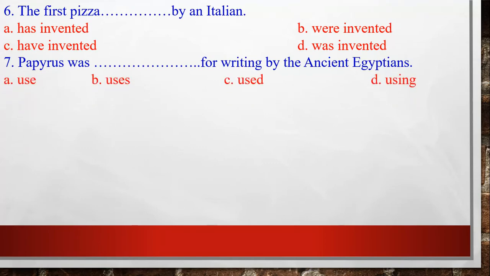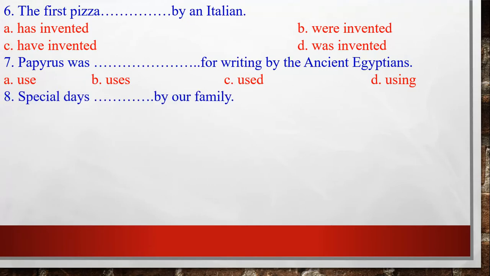Number 7. Papyrus was space for writing by the ancient Egyptians. Okay, after verb to be, this sentence is in the passive, and in the passive we use verb to be in the past, was or were, and after them we use the past participle form of the verb. So the answer is "papyrus was used for writing by the ancient Egyptians." Used, letter C.